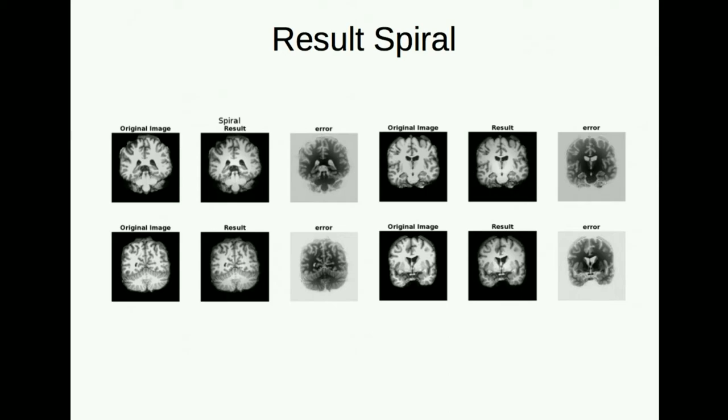Here are the spiral trajectory results. Since the spiral trajectory samples largely from the center of k-space, the resulting images are almost identical to the original image. Here are the polar trajectory results. The polar trajectory samples densely from the center of k-space as well, so the performance is very good.